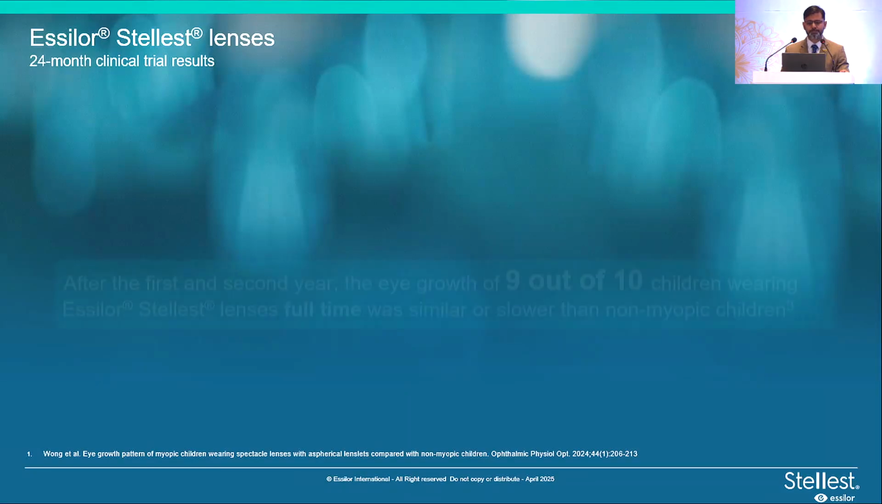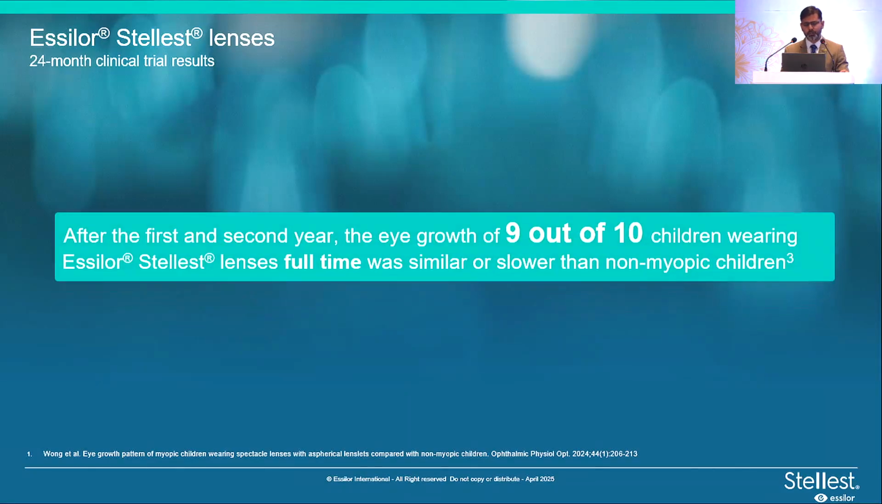Then, 9 out of 10 children who wore these lenses for more than 12 hours, after 1 to 2 years, their eye growth was quite similar or even slower as compared to non-myopic children. And that is a big win in terms of a 2-year study. And it was clinically significantly better as compared to single vision lenses.